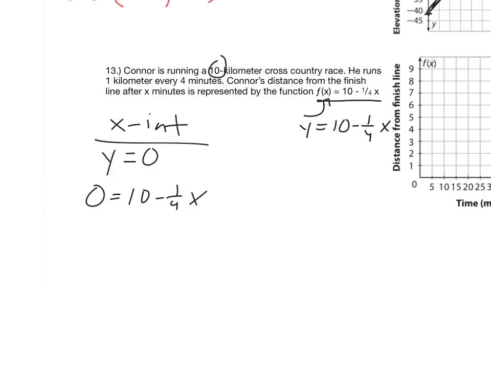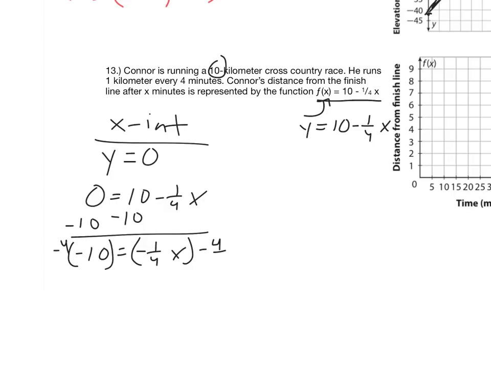First thing you want to get rid of is that 10. So you subtract by 10 on both sides. And if you do that, you get negative 10 equals negative 1/4 x. Remember, the way you get rid of a fraction is by multiplying by the reciprocal. Negative 4 over 1, which would just be negative 4. And negative 10 times negative 4 is positive 40. So what would your x-intercept be? 40, 0.